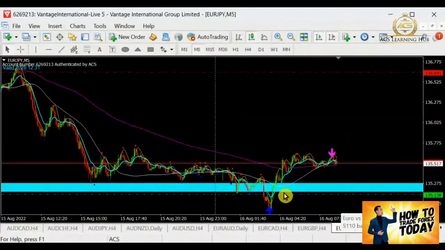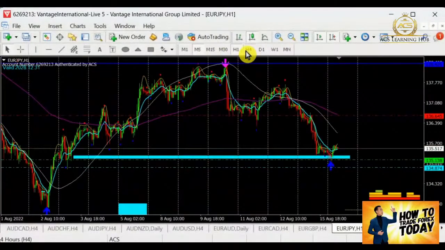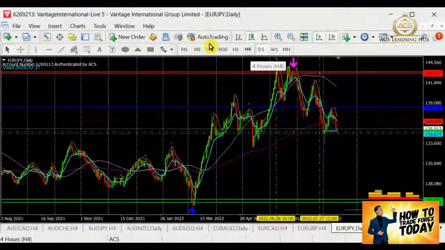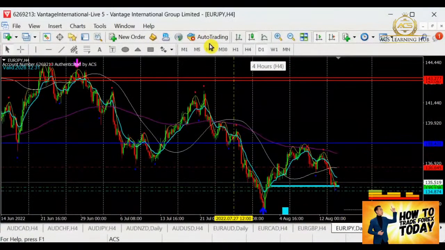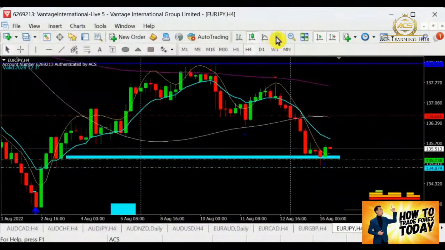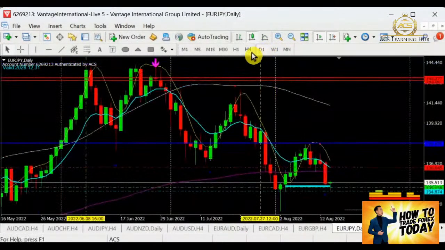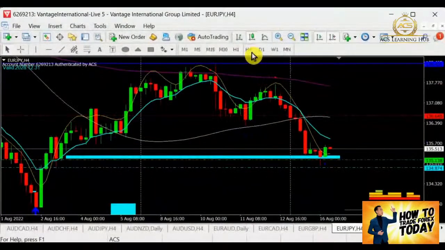Okay, so how about Euro Yen? Euro Yen over here. We will be going on the selling, right? We are in the bear. So Euro Yen today, we may experience some retracement. So let's take a look.